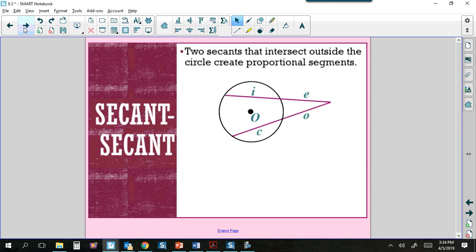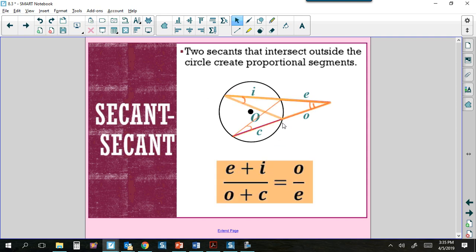The last two are a little bit more tricky, but again, it comes back to similar triangles. So if I were to explain this, don't get alarmed by this. Let me explain where this is coming from. They're similar colors, but hopefully you can see this lighter orange triangle right here. The side opposite the obtuse angle is this I plus E side. It's the inside part plus the outside part of this secant.